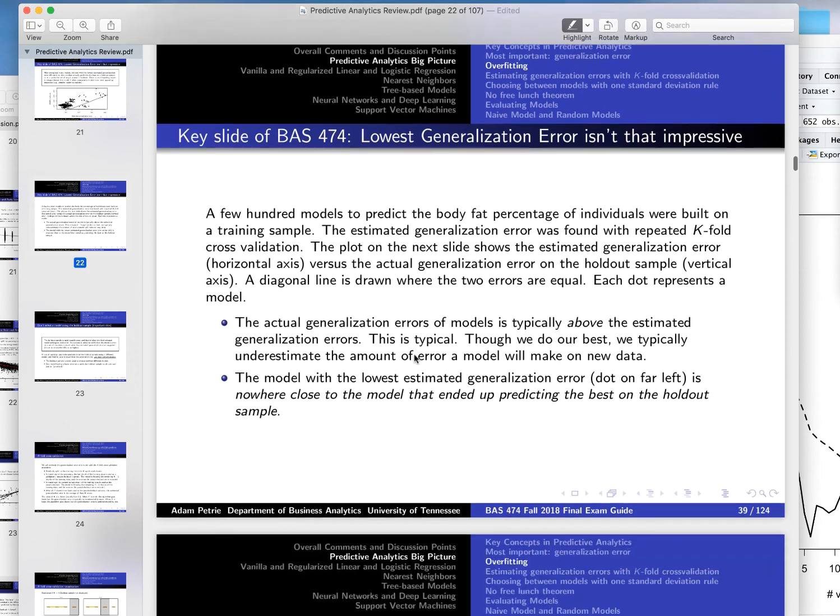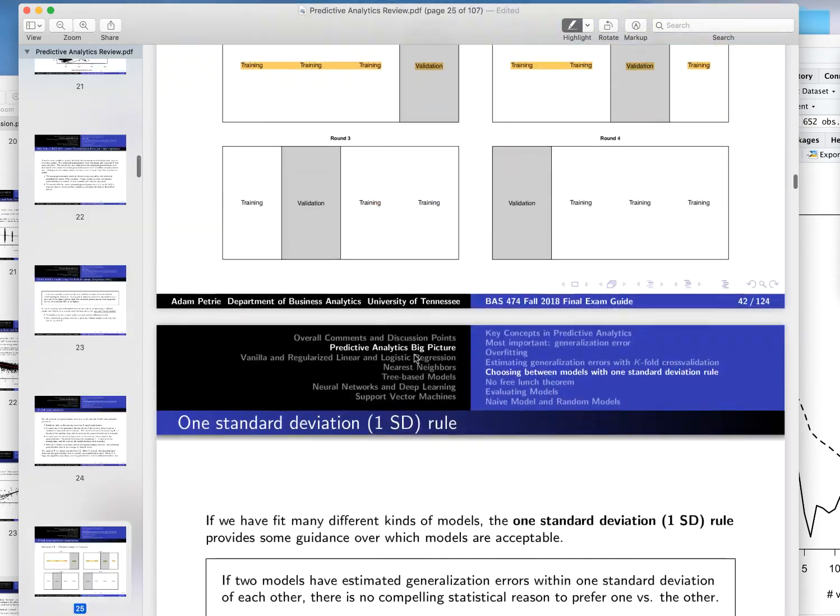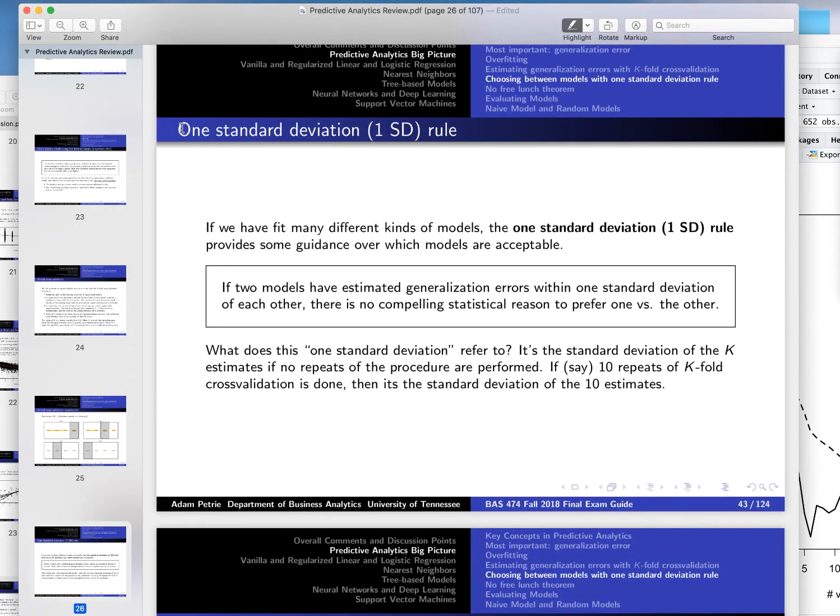And what kind of captures how we think about this choice is the one standard deviation rule. So the one standard deviation rule is one of the most important things to keep in mind when doing predictive analytics. After we've auditioned our full set of models, we're going to have a choice of what we can choose for the model that we want to deploy. And here's the philosophy. If we estimate the generalization errors with k-fold cross-validation, we can compare two different models and their estimated generalization errors using their standard deviations as a yardstick.